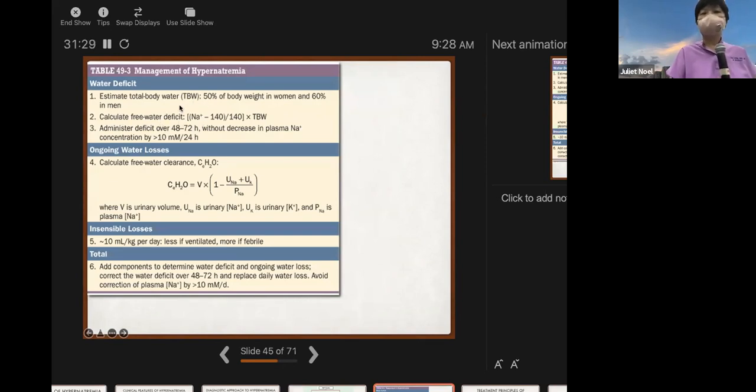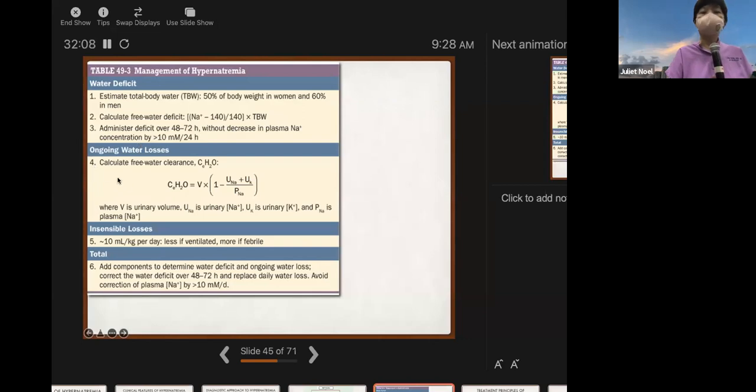So what you do is the measured sodium minus 140, which is the normal, times the total body water. You administer the deficit over 48 to 72 hours, so 2 to 3 days, without a decrease in plasma sodium by more than 10. So you just correct it by more or less 8 to 10 millimoles per day. Okay, that's why you have to correct it slowly, no?